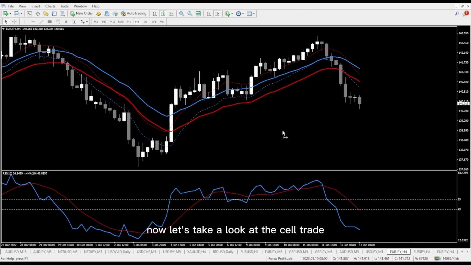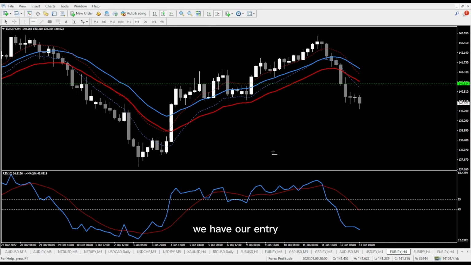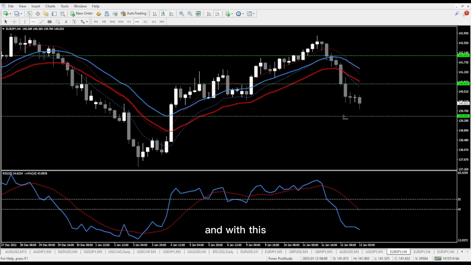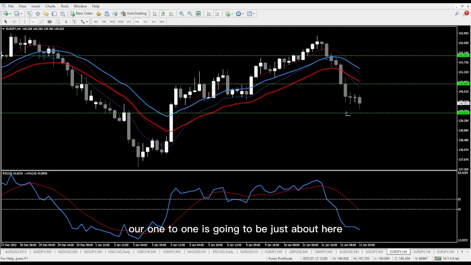Now let's take a look at the sell trade. Now this one, it hasn't hit our target yet. So this is a really nice example to look at. So this becomes the short trade. We know that this is the signal to go short. We have our entry. We have our stop loss placed just above that 20 EMA. And with this, our one-to-one is going to be just about here.